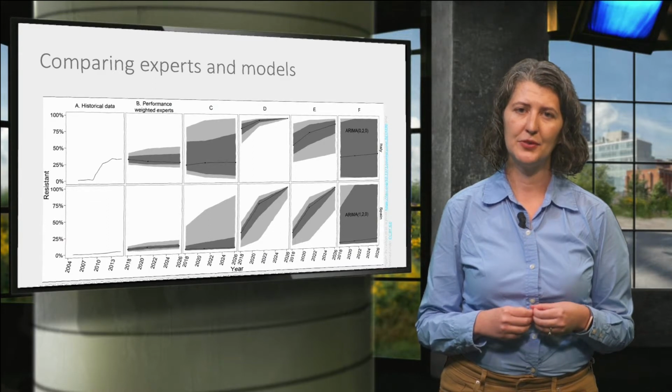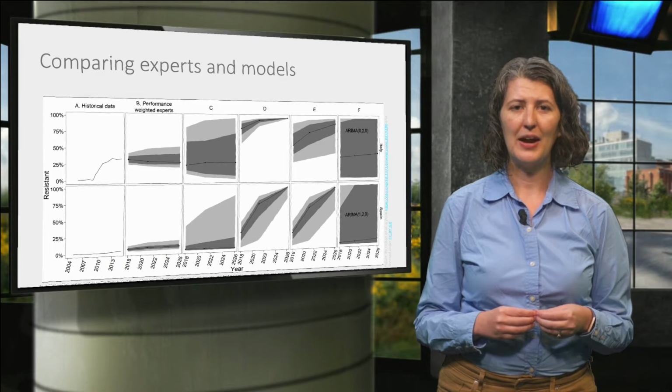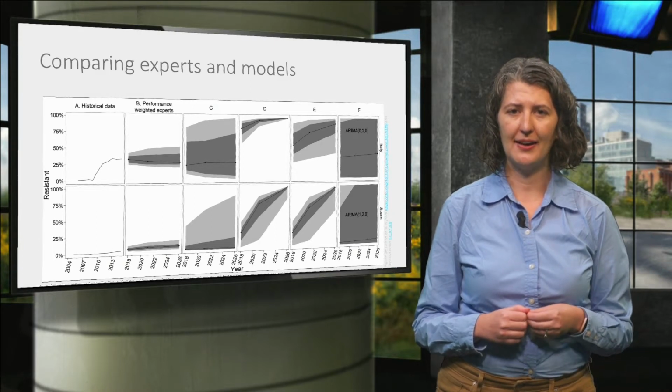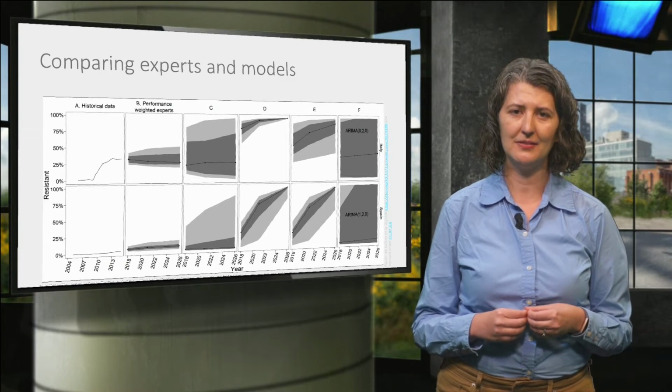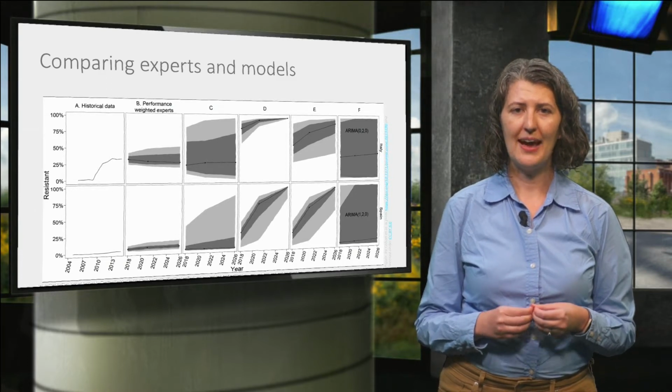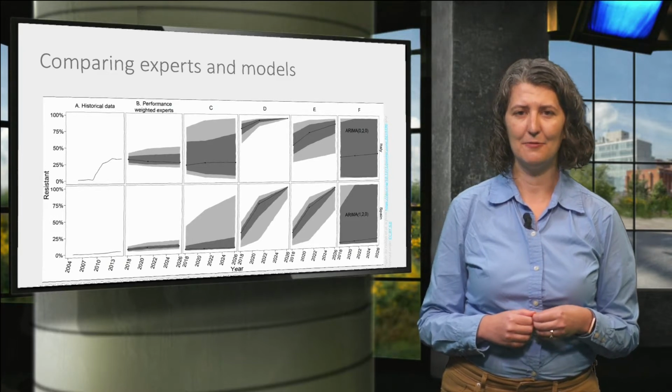Because we have some historical data from the European surveillance system, we were able to contrast the expert forecasts with the forecasts from a set of standard statistical models. We fitted 3 exponential smoothing models with different parameters and an autoregressive model.